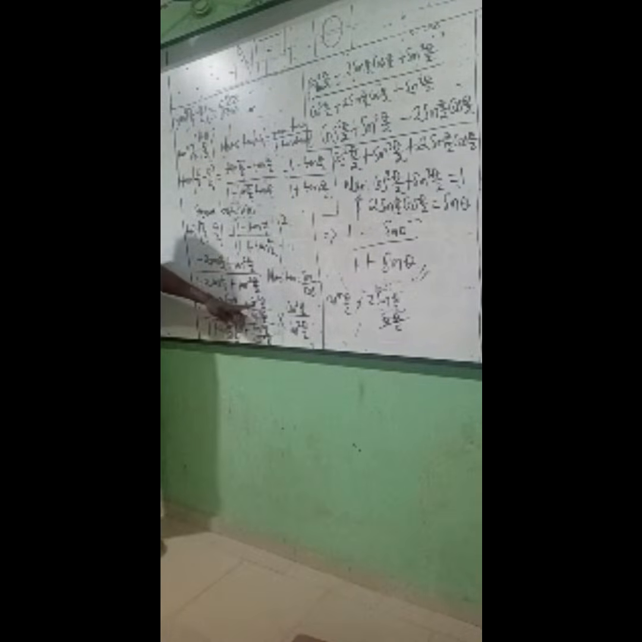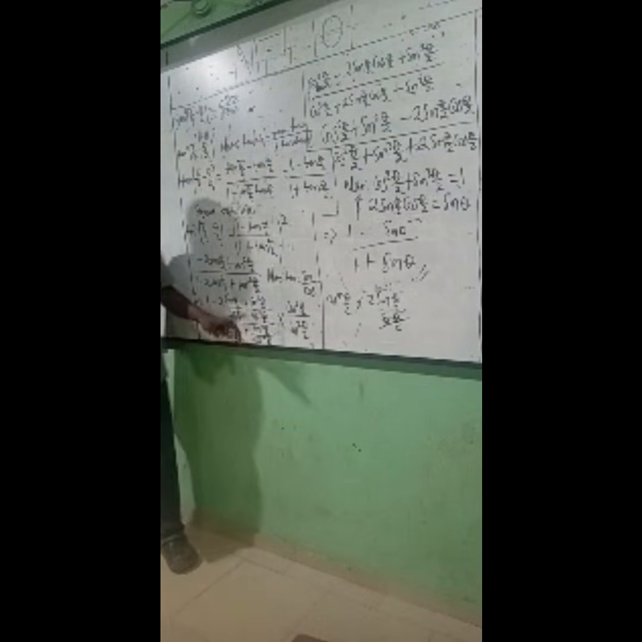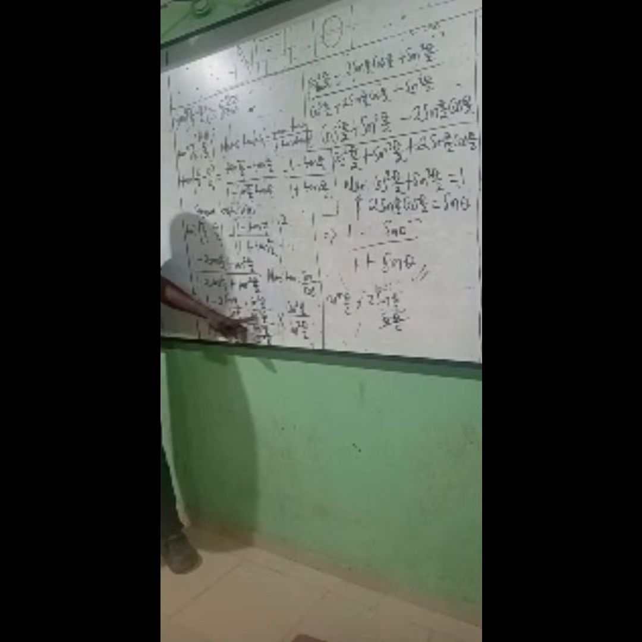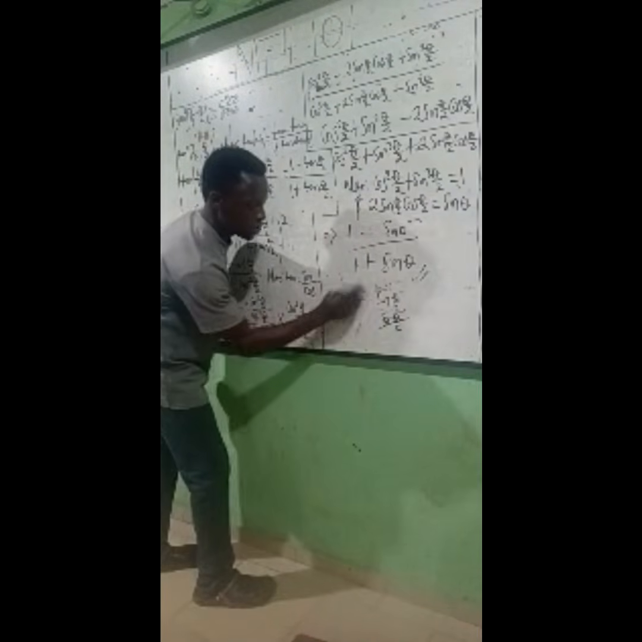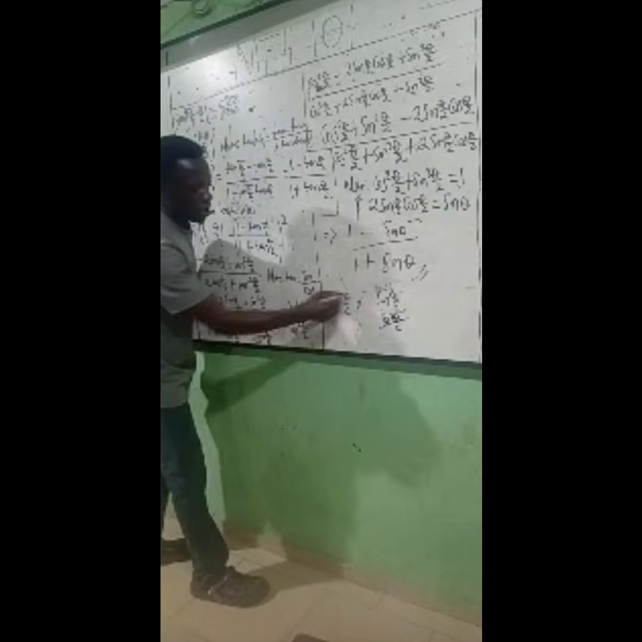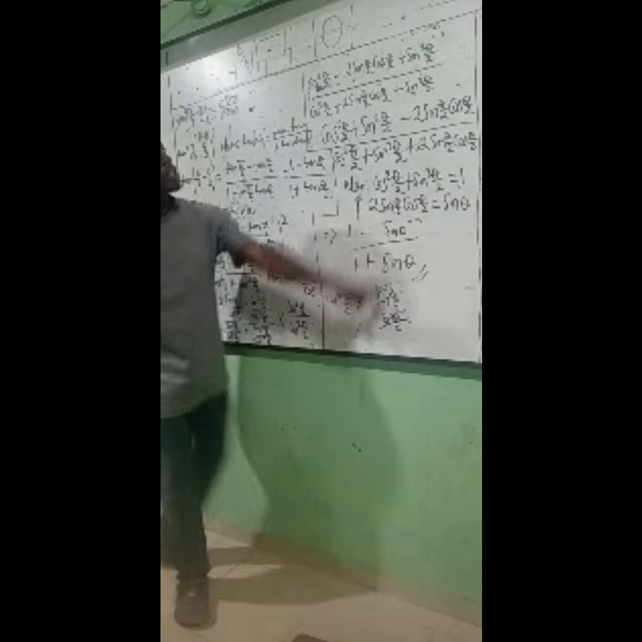Now check this again. Cos square theta over 2 times sine square theta over 2 divided by cos square theta over 2. This one is square and this is square. All this we cancel, and you have sine square theta over 2 left.